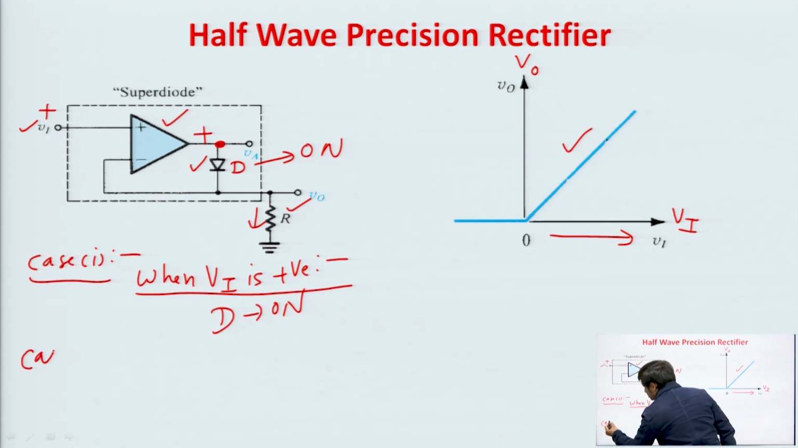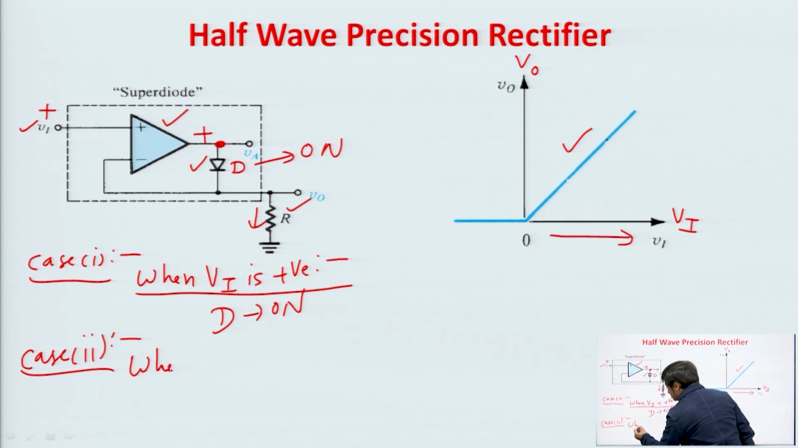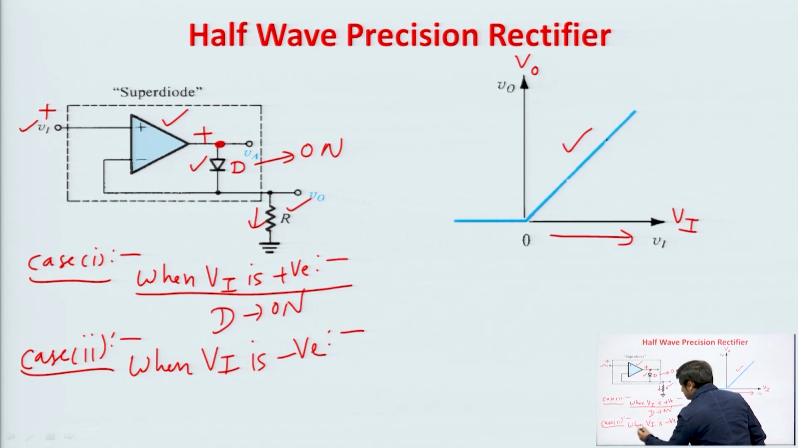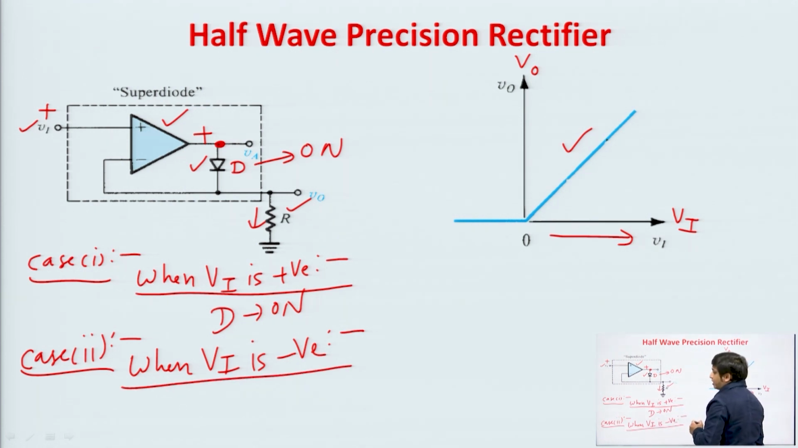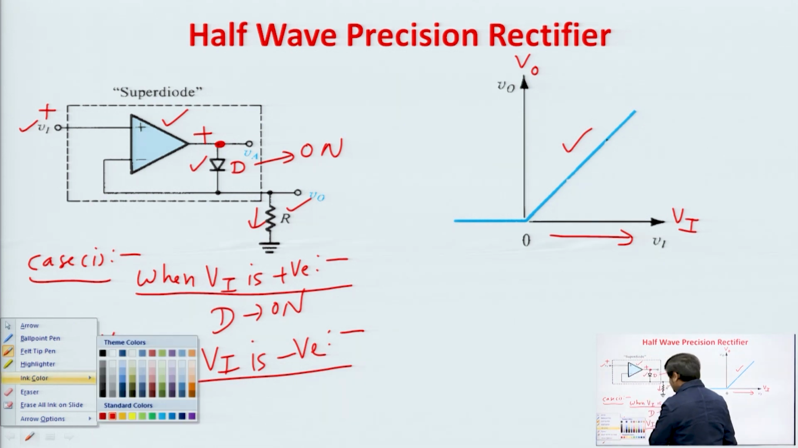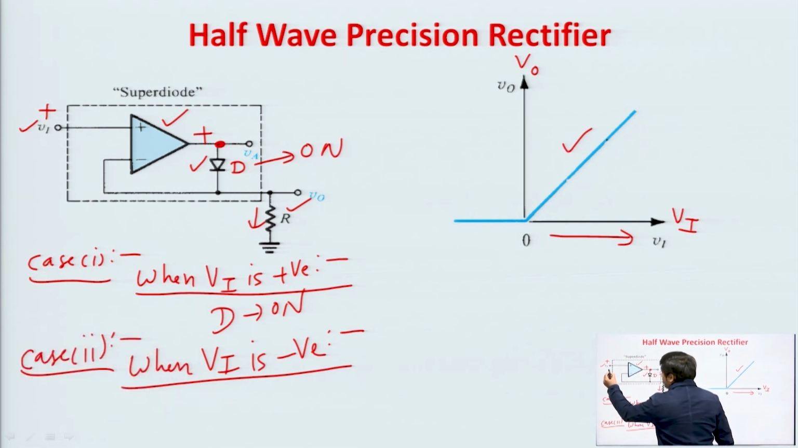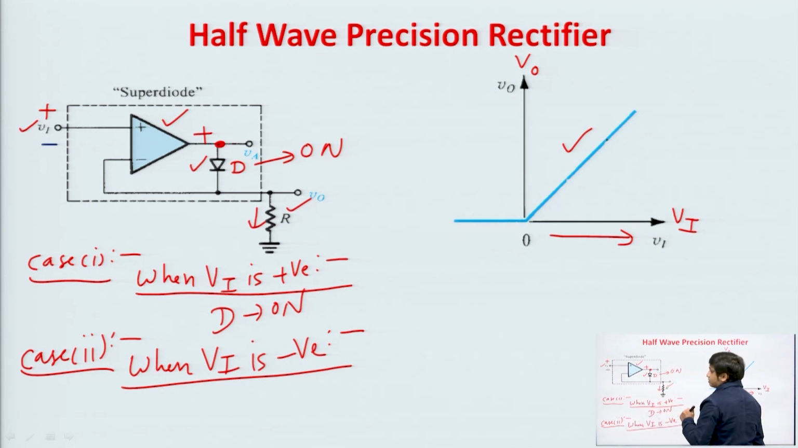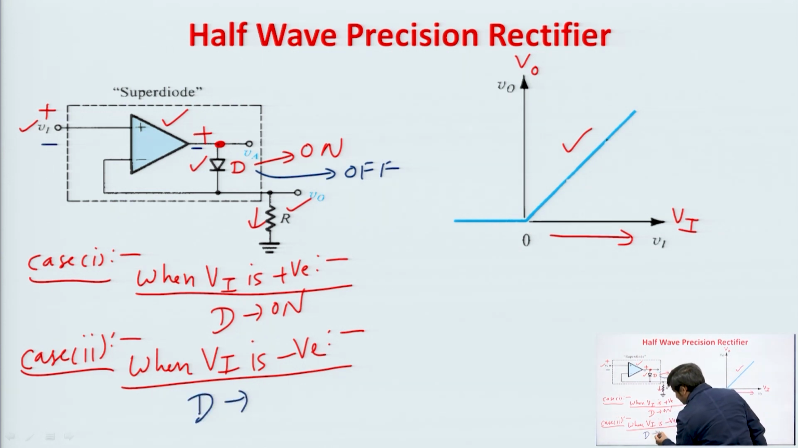Case 2 is when Vi is negative. Now, see, when Vi is negative, then what will happen? If Vi is negative, just focus on the blue color, then in this case the output of the op amp will be negative, then this diode will be off. So, the diode D is off.